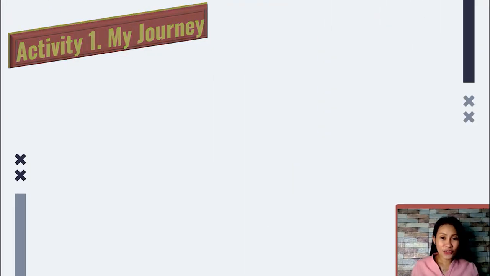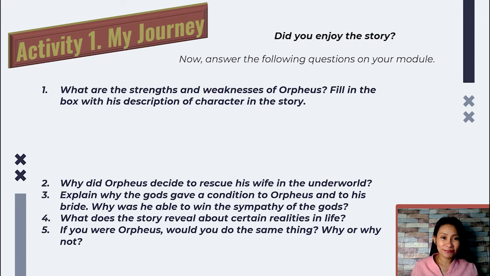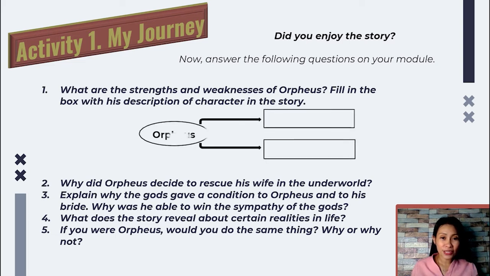Did you enjoy the story? Now answer the following questions on your module. What are the strengths and weaknesses of Orpheus? Fill in the box with his description of character in the story. Just write one strength and one weakness of Orpheus. Write it inside the box.